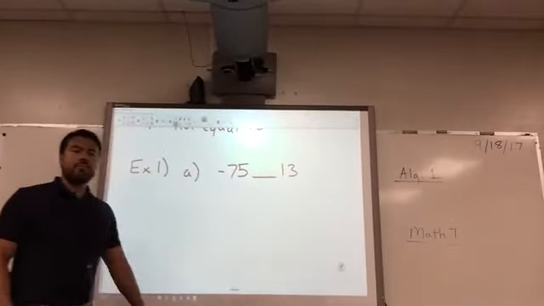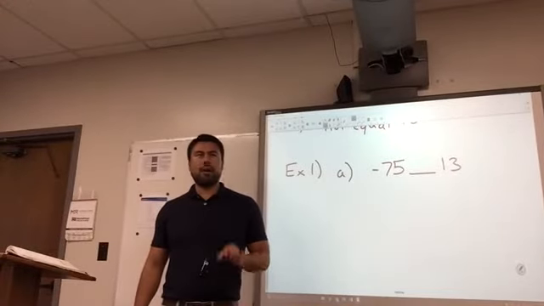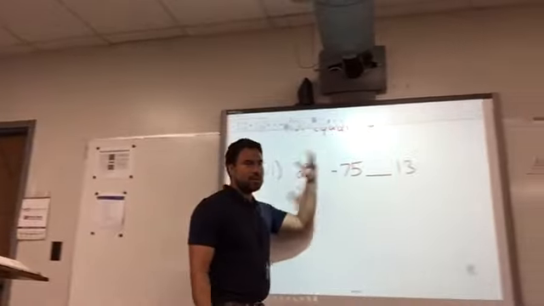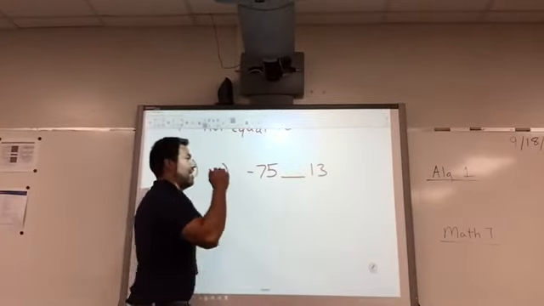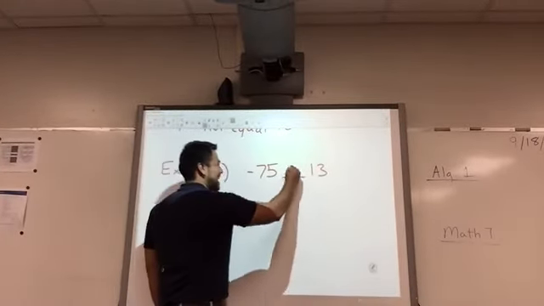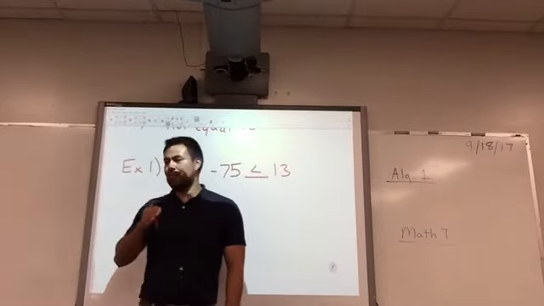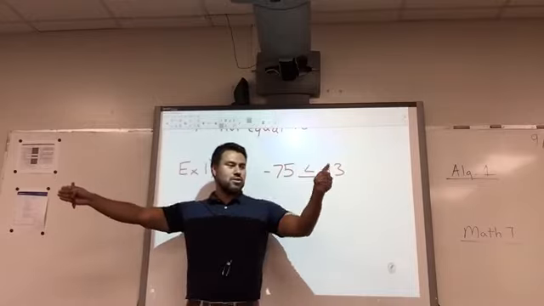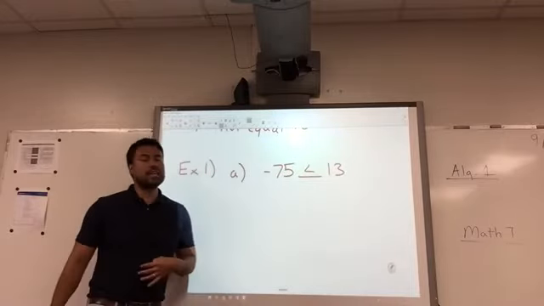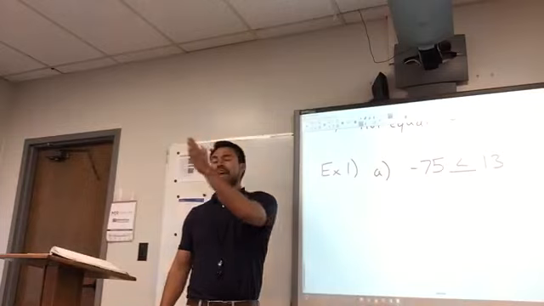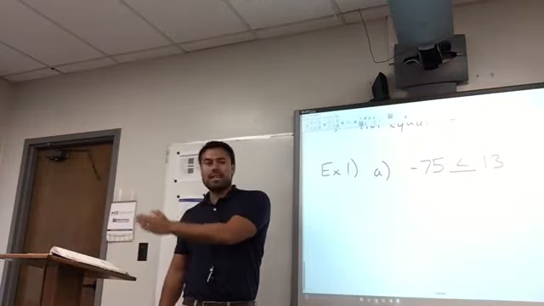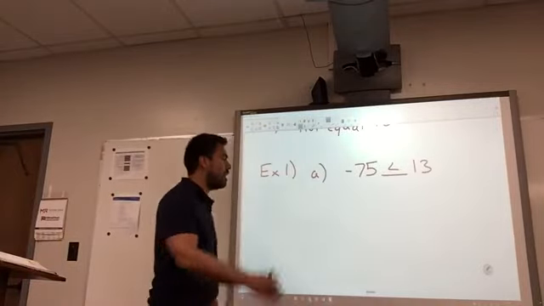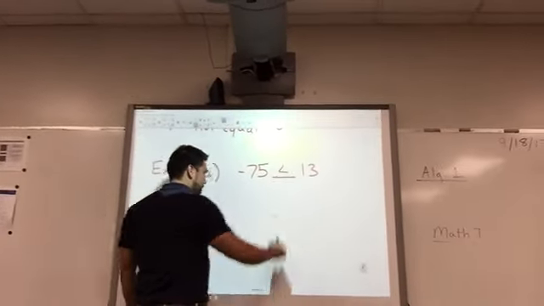All right, I'll give a couple of the places where people get mixed up, but I'll help you out with this one. What's the comparison symbol? Less than. And on the number line, negative 75 is way out here. 13's over here, so it's less than. And I'm just going to give you a hint right now. Any negative number is always less than any positive number. No matter what negative and positive you're talking about, any negative is always less than any positive.